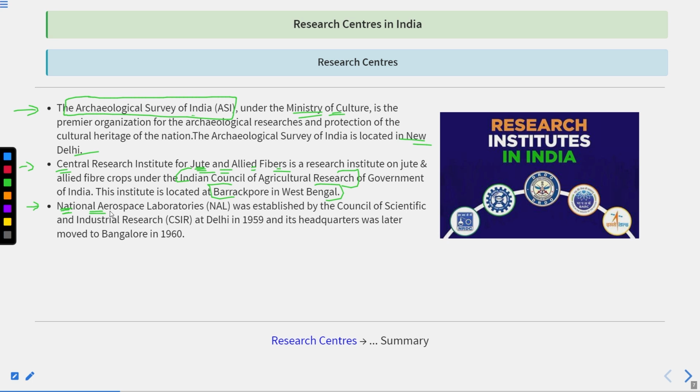Then the National Aerospace Laboratories (NAL) got established by the Council of Scientific and Industrial Research (CSIR) in Delhi in 1959. Its headquarters were later moved to Bangalore in 1960. So remember, when it got established, it was established in Delhi. Later on, it got moved to Bangalore in 1960.